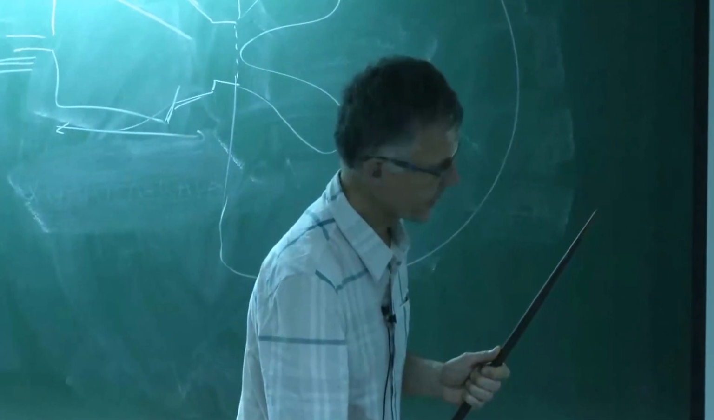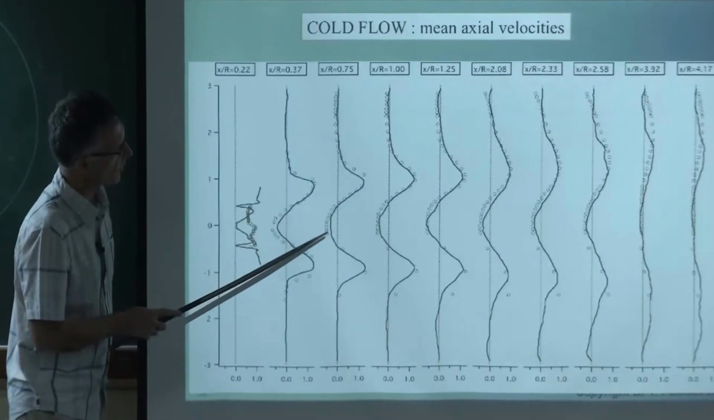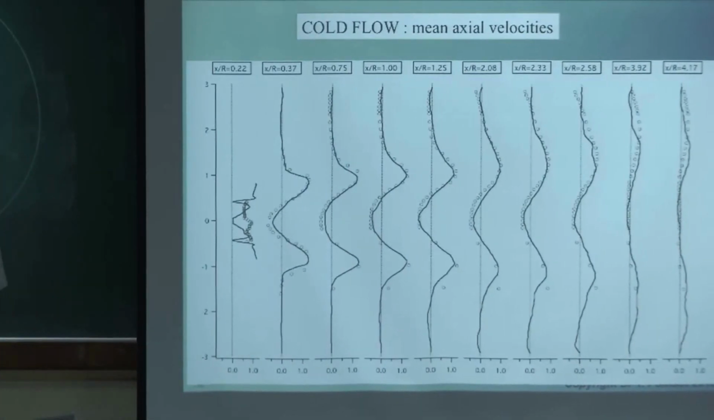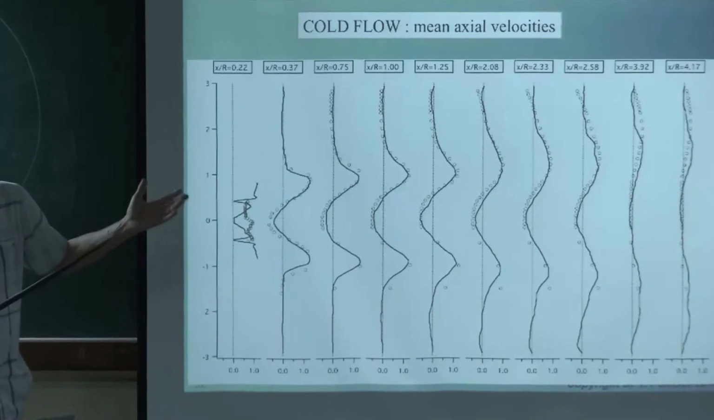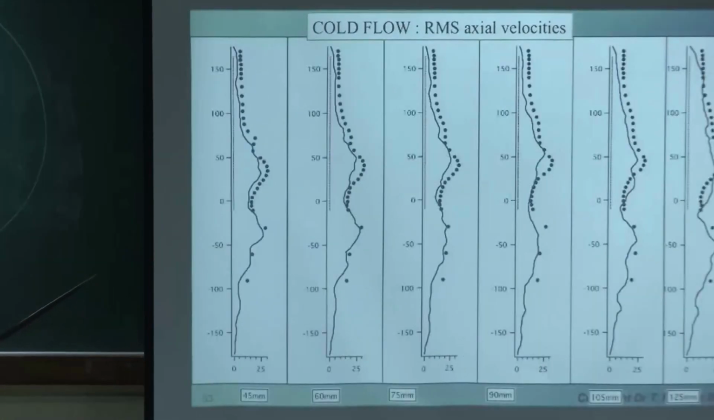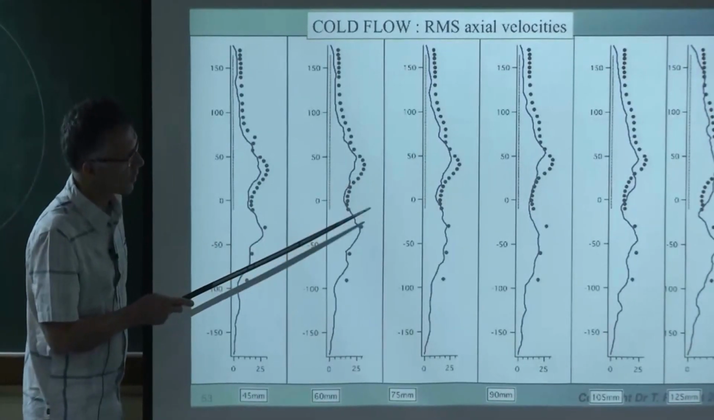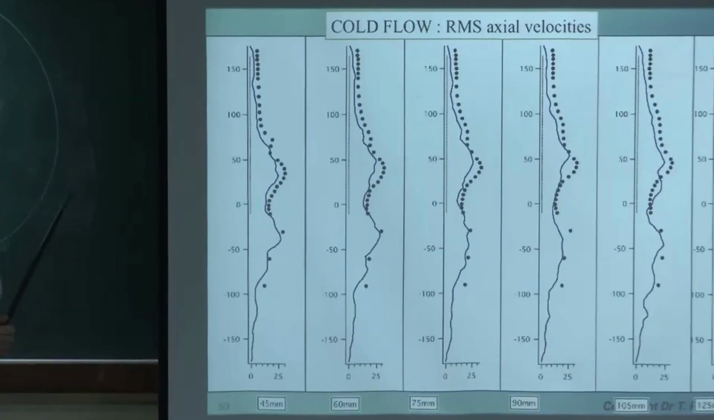And so this is the comparison between the LES and the experiment at all these planes. And again, you can see that the mean axial velocities are pretty well captured. They were not able to do both sides, but since it's supposed to be symmetrical, that was not a problem. And this is again the RMS velocities. And you see that even here, in a complicated case like that, the RMS velocities are very reasonably captured.